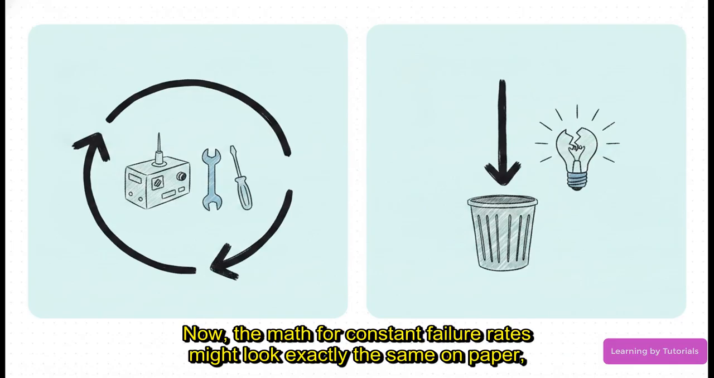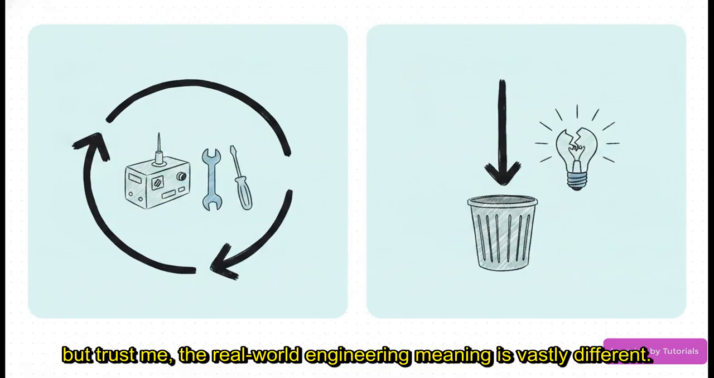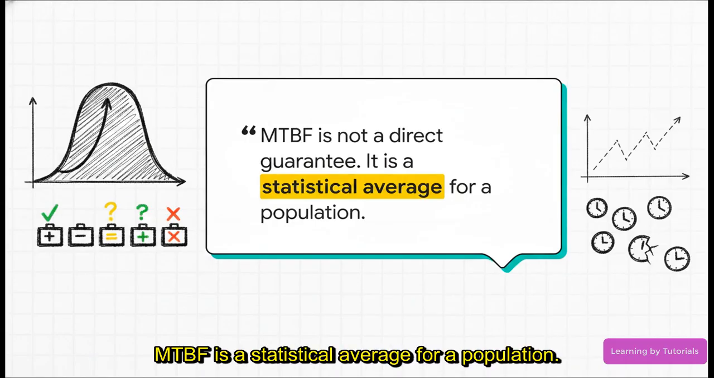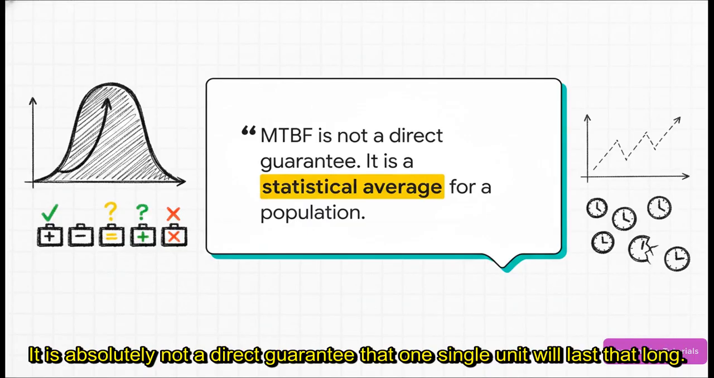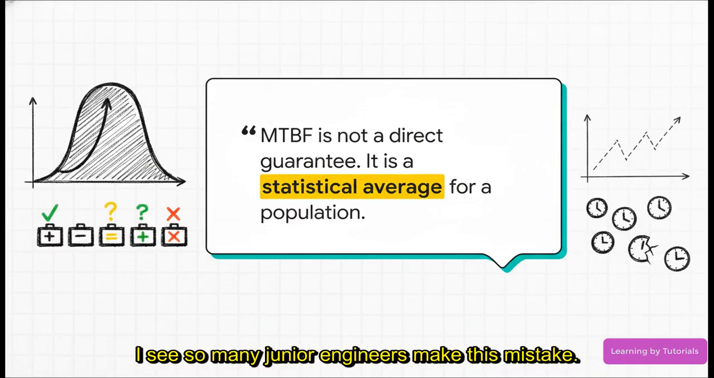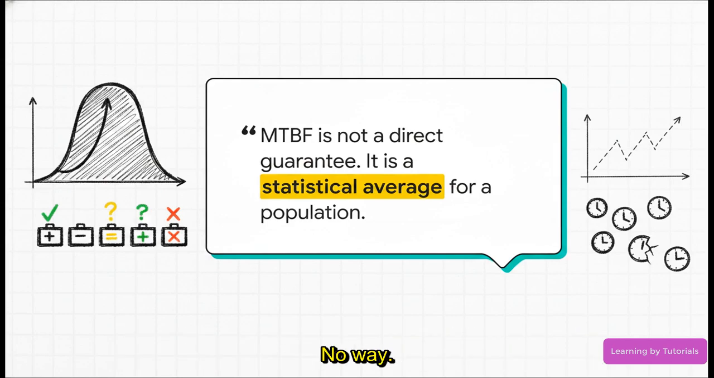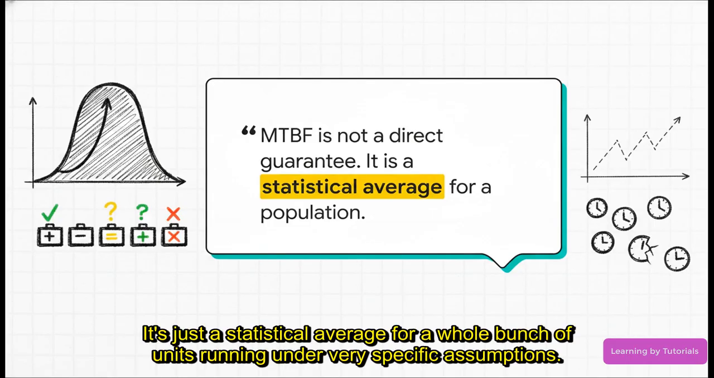Now, the math for constant failure rates might look exactly the same on paper, but trust me, the real-world engineering meaning is vastly different. And that brings us to the biggest myth we've got to bust today. Listen to this. MTBF is a statistical average for a population. It is absolutely not a direct guarantee that one single unit will last that long. I see so many junior engineers make this mistake. They assume a 10,000-hour MTBF means their one specific gadget is going to live for exactly 10,000 hours. No way. It doesn't work like that. It's just a statistical average for a whole bunch of units running under very specific assumptions.